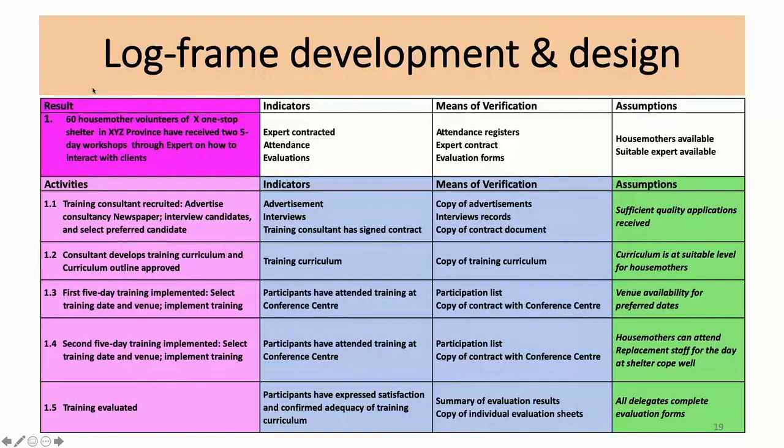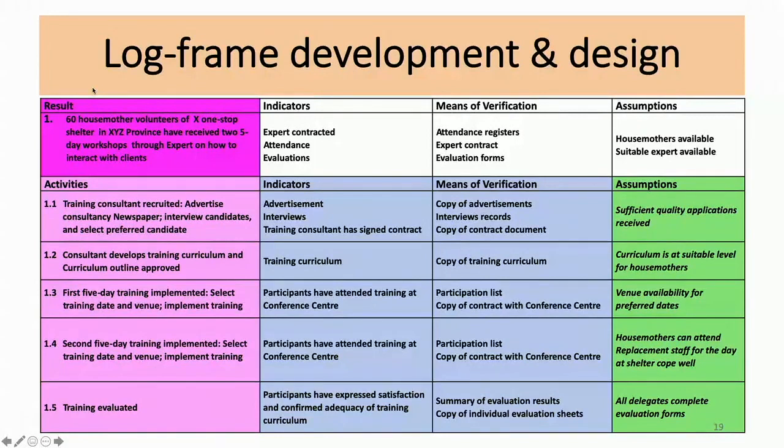Number 2, the curriculum is developed. Once again, there's the training curriculum. That's the indicator: is the training curriculum completed? A copy of the training curriculum is the means of verification. Assumptions: the curriculum might be too high, or the quality might be too low, or the curriculum might not be effective and efficient for the purpose we have it. Those are things that we need to take into consideration.